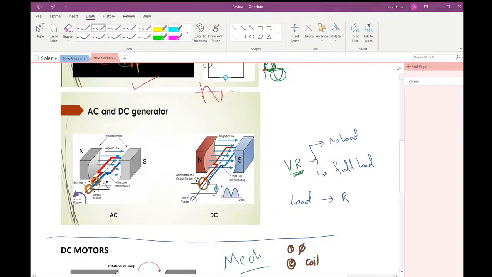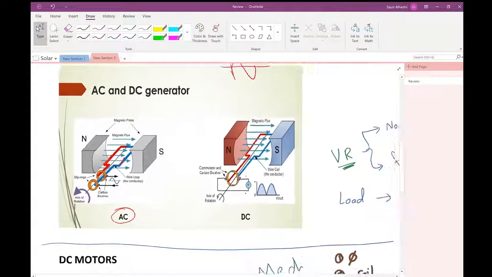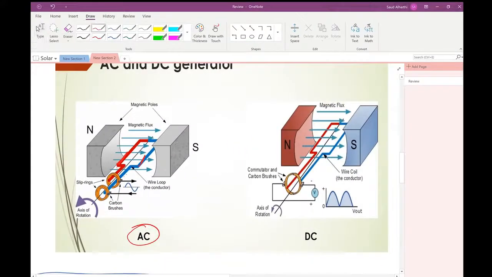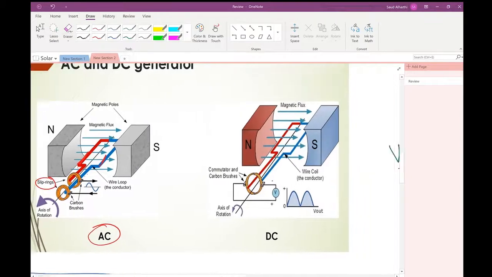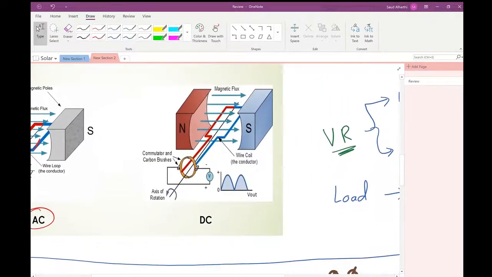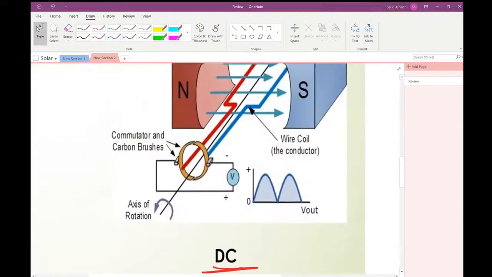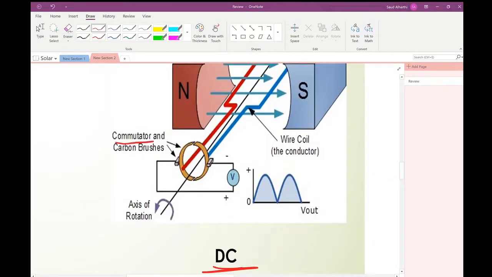Now, if I want to keep the generation as an AC generator, I have to connect the termination of the coil to something called slip ring, and that's it. But if I want to change my generation to DC, I have to use something called commutator. The commutator guarantees that the movement of the current will be the same for each brush.